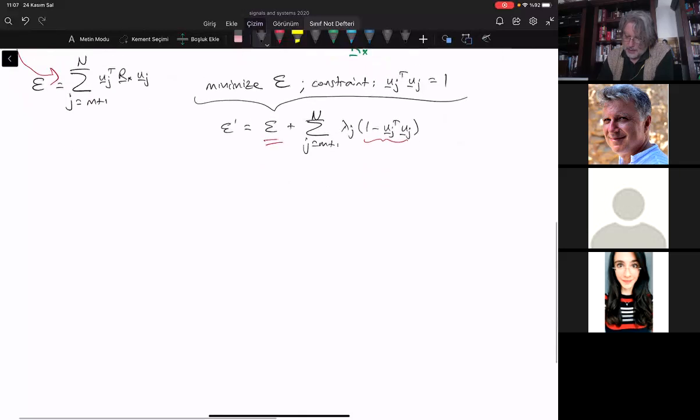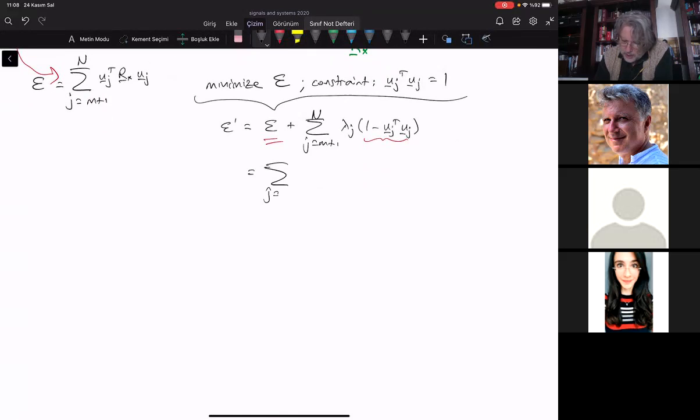Let me write the Lagrange multiplier again. This time I want to write the epsilon expression 2, j from m plus 1 to n. Maybe I can write everything inside the same summation, like uj transpose Rx uj plus lambda j times 1 minus uj transpose uj. Okay, this is epsilon prime.